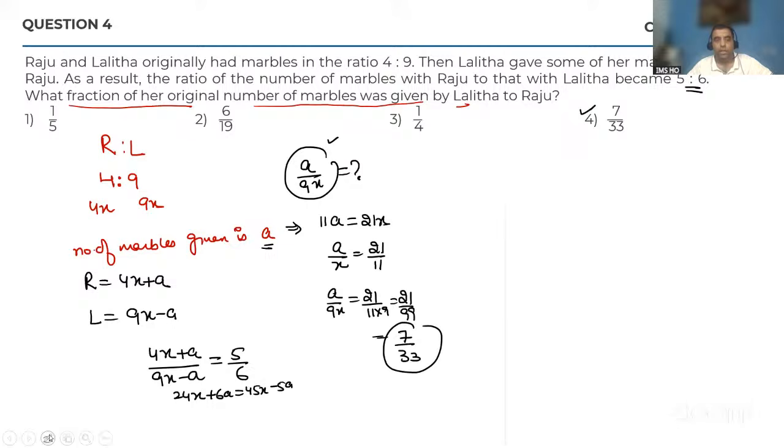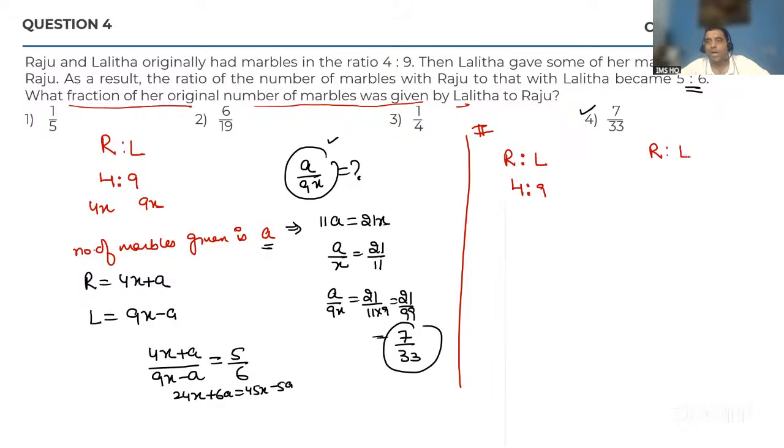What could be the alternate way of looking at it? Let me write it, and then if anyone has a doubt, I'll take care of that. Initially, the ratio of the number of marbles with Raju and Lalita, this is another way of looking at it, is 4:9. And after giving some marbles, the ratio with Raju and Lalita is 5:6.